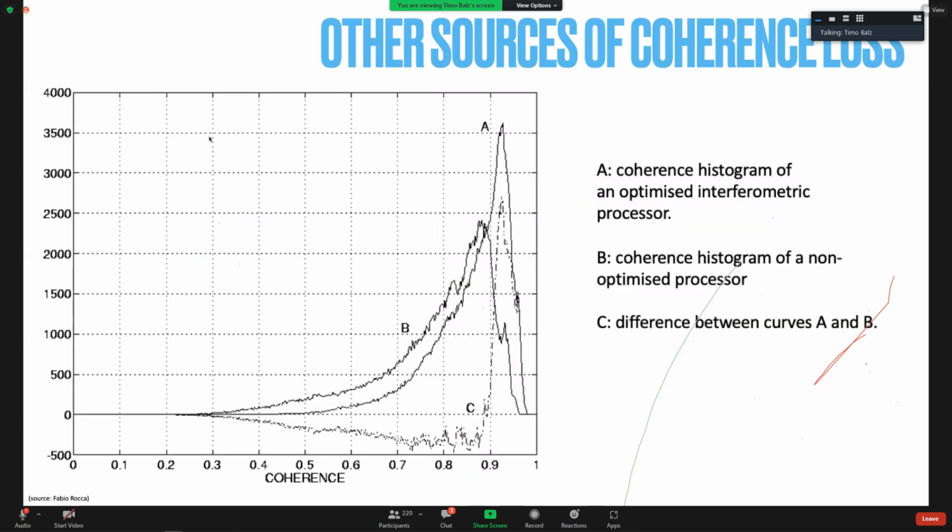So that's very important information. And some other sources of coherence loss would be not optimal software, not optimal processing of it. There can also be a quite big difference in coherence depending on the software you're using or a non-optimized implementation of it. And you see there can be a rather large difference, which clearly should be avoided though.